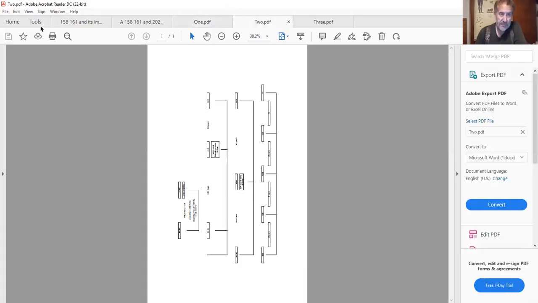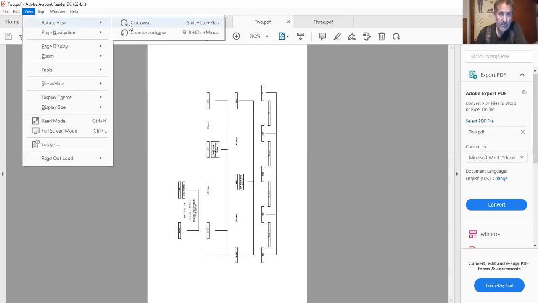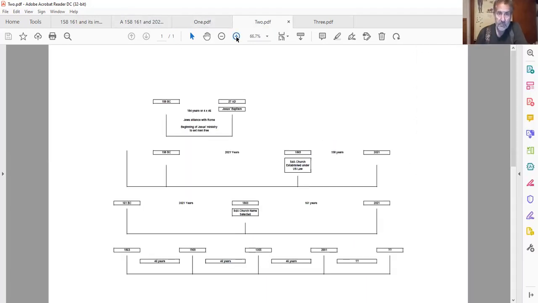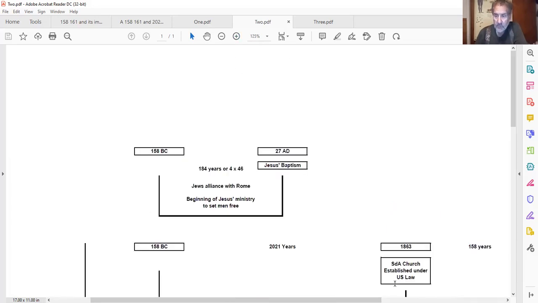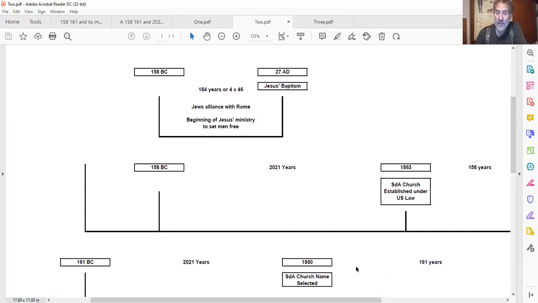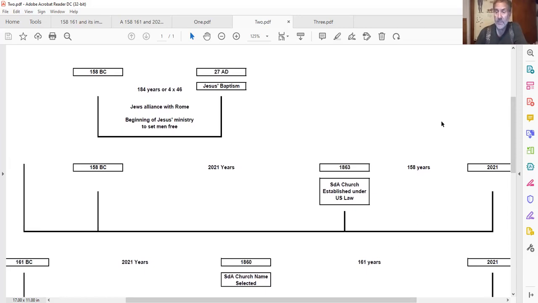Addressing this in another way, this is going to be one that's just a little different. And here's part of this where I am very, very grateful, Stephen, to a lot of the work that you've done. You pointed out, Stephen, that we have a period of 184 years from 158 BC to 27 AD. So we go from the time when this league is official with Rome, where the Jews have sought alliance with Rome, to Christ's baptism. So we have 4 periods of 46 years. Right?